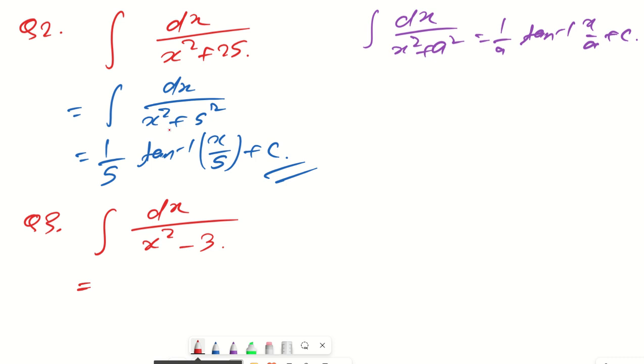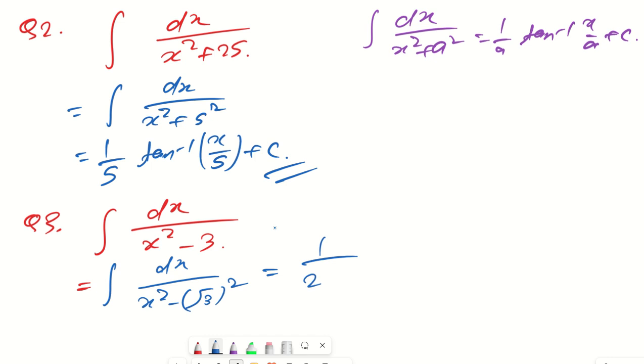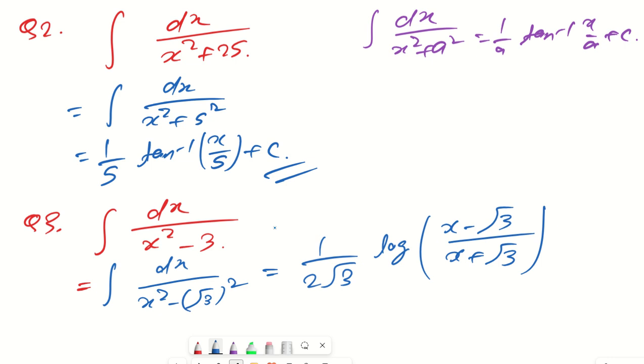So what we can do is we can directly write it down: integration of dx by x square minus root 3 whole square, root 3 square. So this is how it is looking like. Question number 1 we just saw. So this can be very easily written as 1 by 2a, so 2a is 2 root 3, into log of x minus a, so x minus root 3 by x plus root 3. Okay. So this is how you have a complete understanding of this kind of integrations.